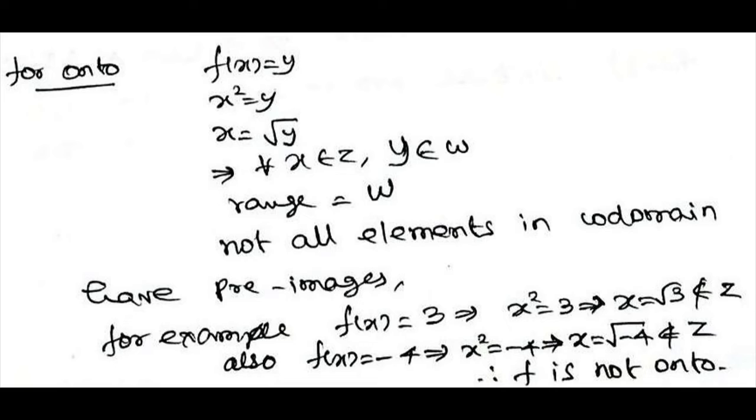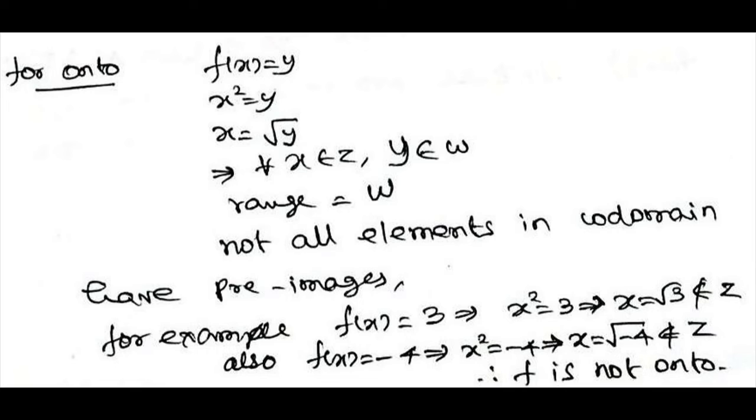So if you find a non-perfect square which lies in the codomain or a negative number which lies in the codomain, you cannot find pre-images for that. For example, if you assume f of x equal to 3, then x square equal to 3, x is equal to root 3, which is not an integer. So we don't have a pre-image for 3 in the domain. Same way, if f of x is minus 4, x square equal to minus 4, then x is an imaginary value which is not an integer. So we can conclude f is not onto.